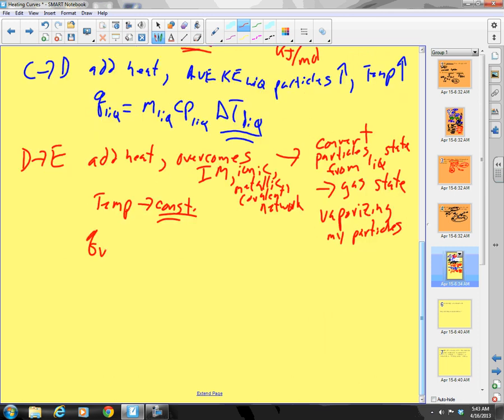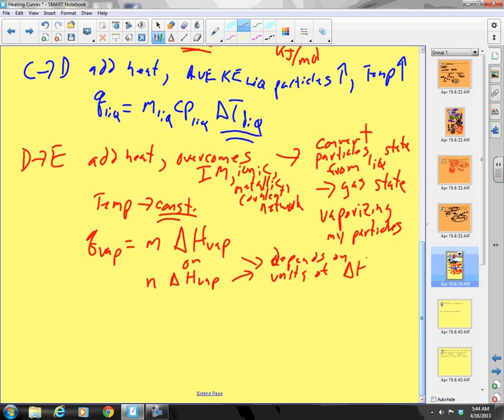So Q for my vaporization is going to be equal to mass times my delta H vaporization, or like I say, sometimes you might get moles, and we just have to look at the units, check your units, or moles times delta H vaporization. It all depends on the units of your delta H. Good. And finally, as I go from E to F, what color? Green again. So I go from E to F.